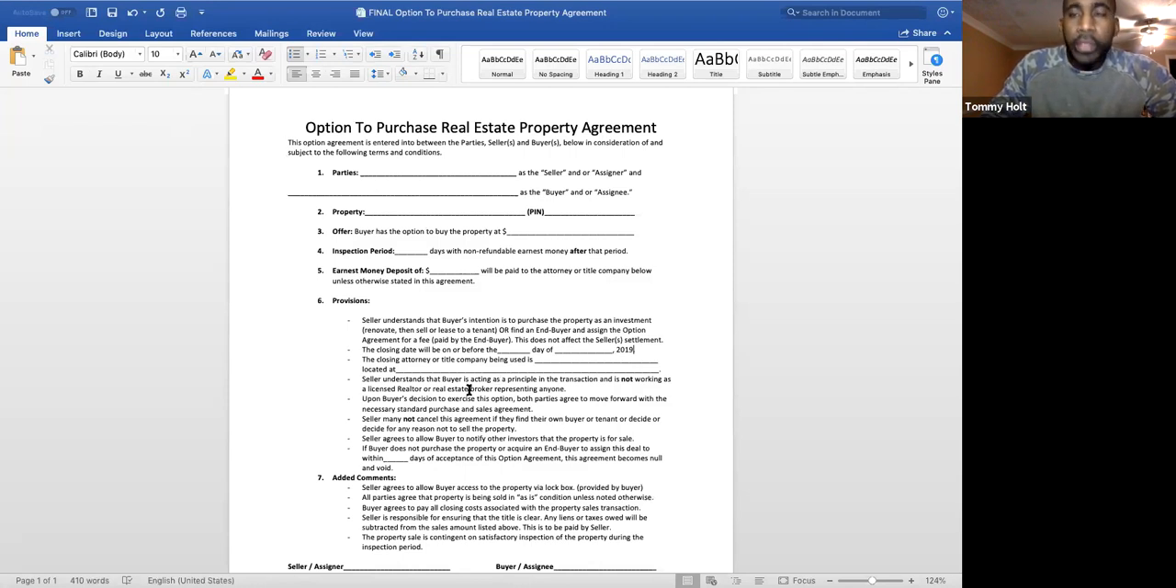All right, and the only reason why that's important is because if you're a realtor, you have to follow different guidelines. And so if you're acting under the real estate broker's license, you have to follow whatever rules are in place by your state and your brokerage, okay?